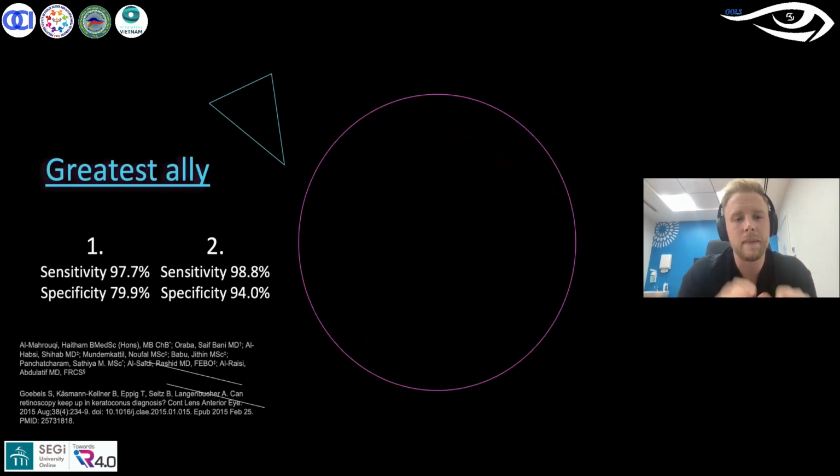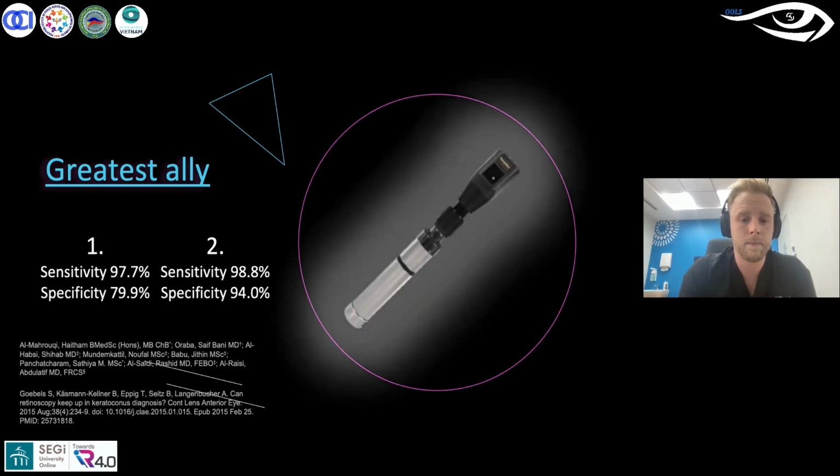this is the best tool you can have as an optometrist. So a tool that has 97% sensitivity, almost 80% specificity. And this is something that I am convinced is in all of your clinic rooms, a retinoscope. This is the best tool you have to pick up keratoconus. So please use it, okay?